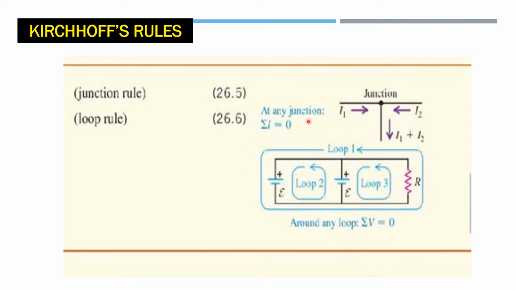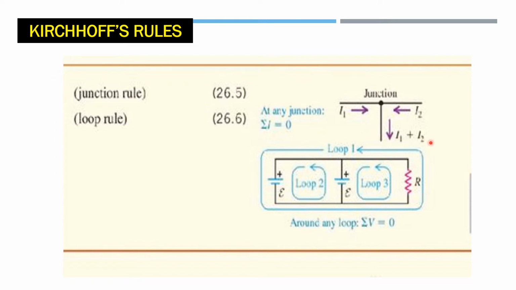According to the junction rule, the sum of the currents entering a junction must be equal to the sum of the currents leaving that junction. So that means I sub 1 added to I sub 2 will be equal to another current that can be denoted by I sub 3, which is the sum of I sub 1 and I sub 2.